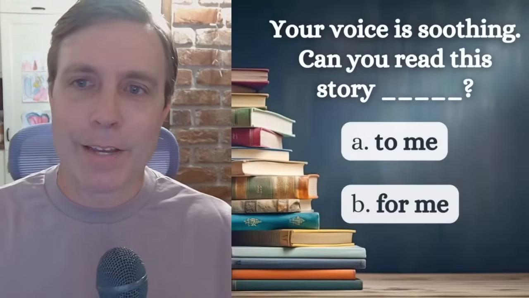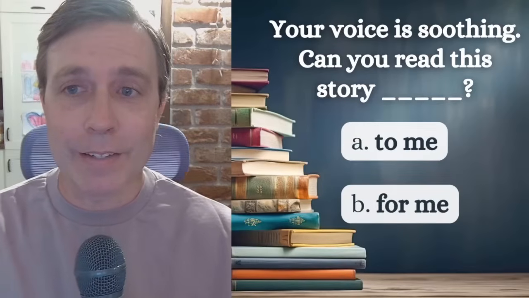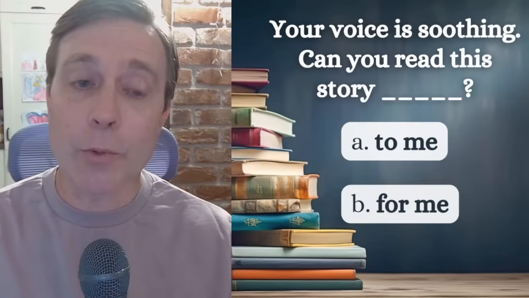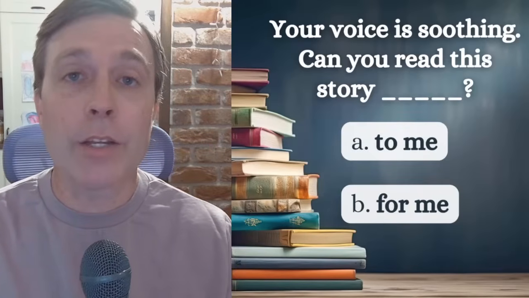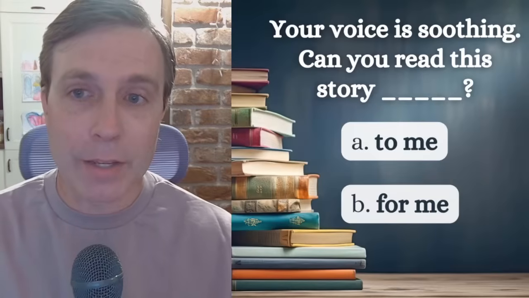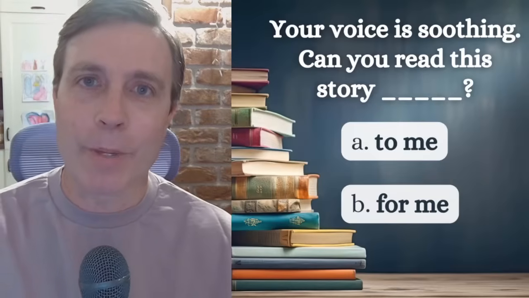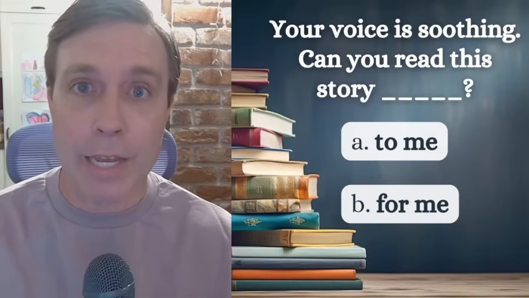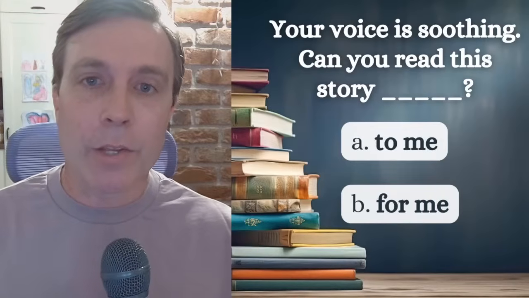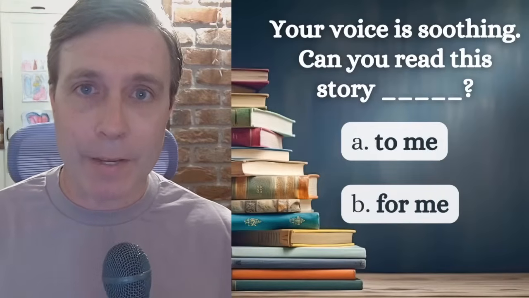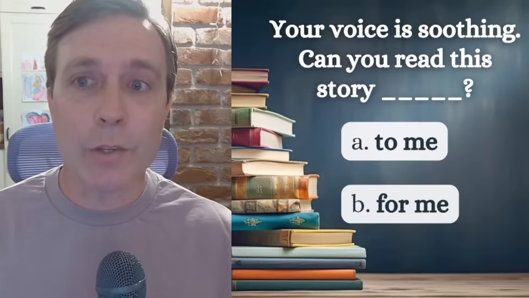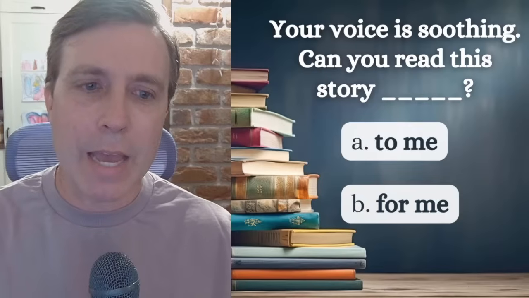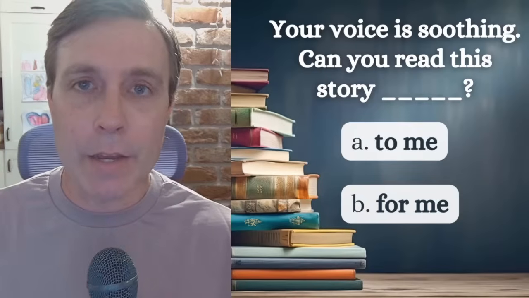Here's the next one. Your voice is soothing. Can you read this story? Are you going to say, can you read this story to me? Or can you read this story for me? This, to me and for me, these are phrases that I think are often confused, and I completely understand why they're confusing. So think about this specific situation. Your voice is soothing. Can you read this story? What do you think? A, to me, or B, for me?